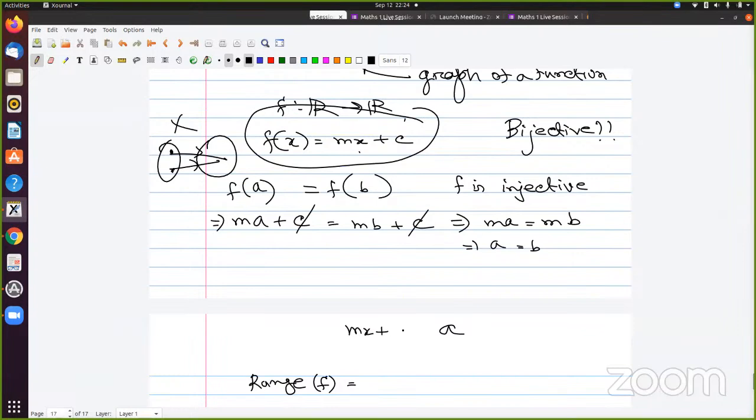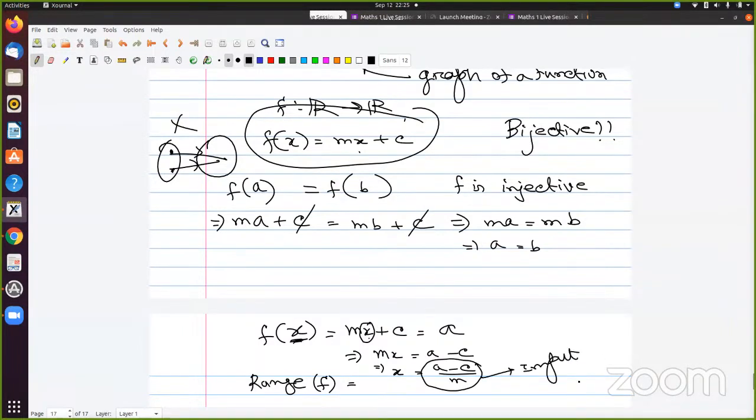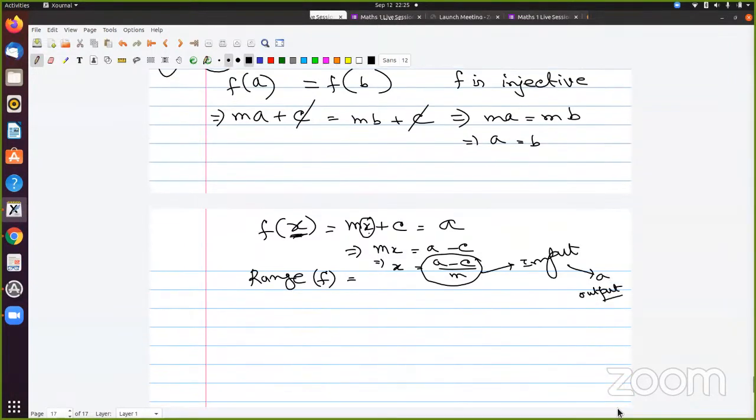Let's find it. If this is an output, I should find some x for which this equation is satisfied, right? Input means what? I should give some x for which f(x) equals a. Now what is f(x)? f(x) is mx plus c. So there should be some x for which this equation will be satisfied, right? So let's solve for x. mx is a minus c, and x is (a minus c) by m. If I give this as my input, I will get a as my output. Is it clear? Yes, sir.